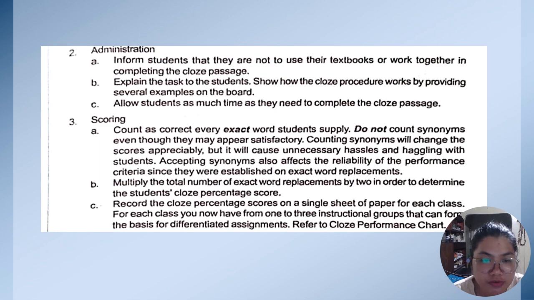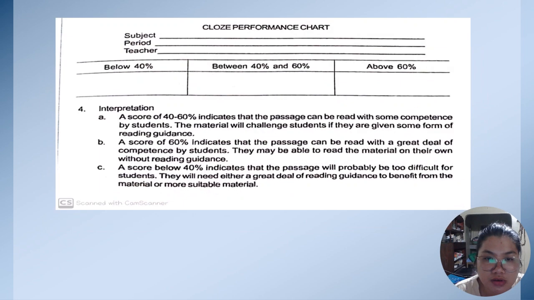So refer to the cloze performance chart. This is the cloze performance rate. So we have here the subject, the period, the teacher. So below 40, between 40 and 60. These are the scores of the students.